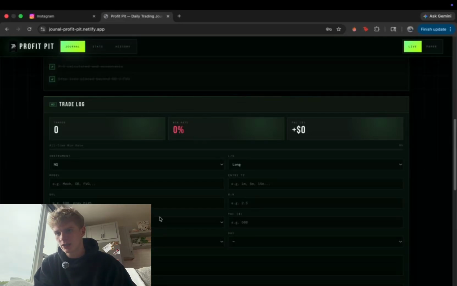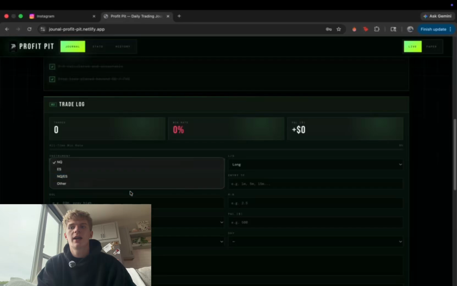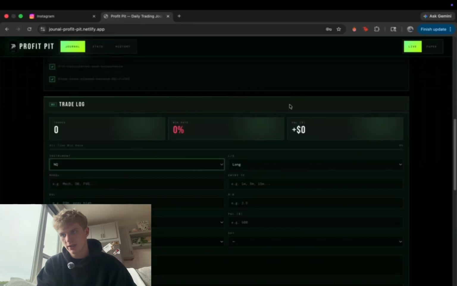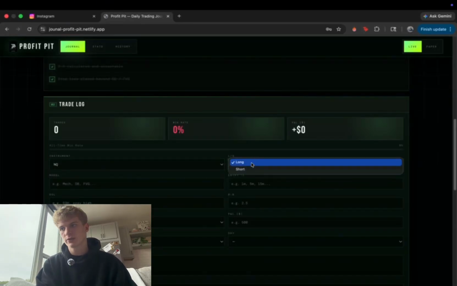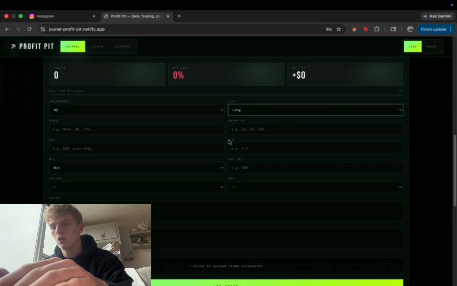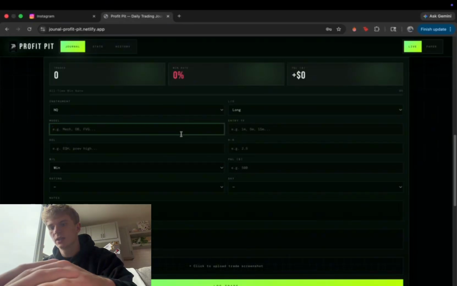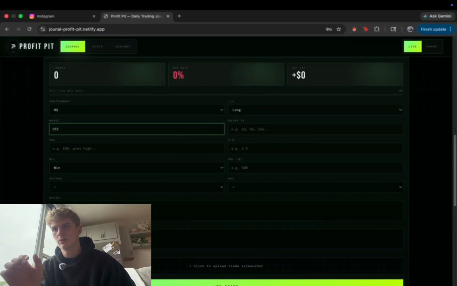So I trade on NQ, but it has ES in here as an option or other, as well as did you long or short the market today? For the video's sake, we'll say long. Model, I'll go OTE plus IFVG because that is what I've been.